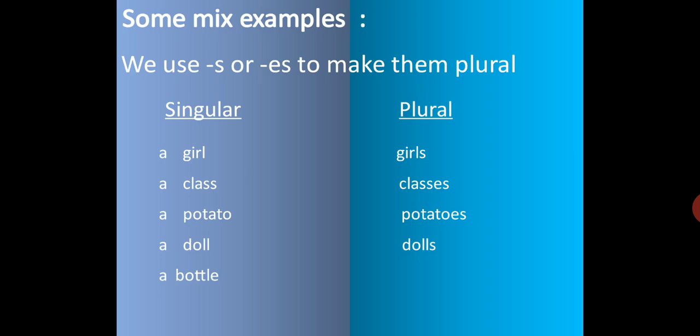Next, a bottle. What is the last letter? E. There is no hint when the last letter is E. Then what can we do? We apply the general rule, means S. So a bottle becomes bottles. Next, a color. Here also we don't have any hint. Then we add only S to make it plural. So a color becomes colors. I hope you understand how to identify a noun and make it plural in different ways with S and ES.